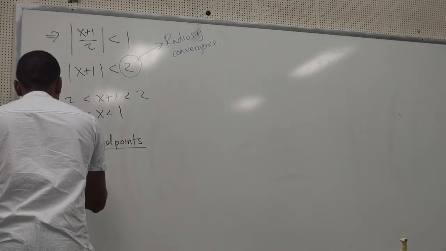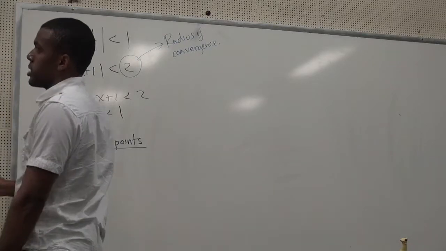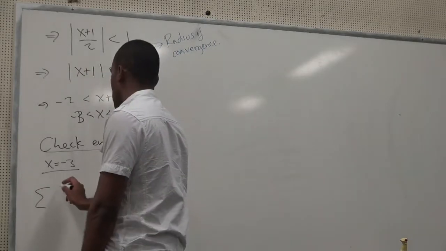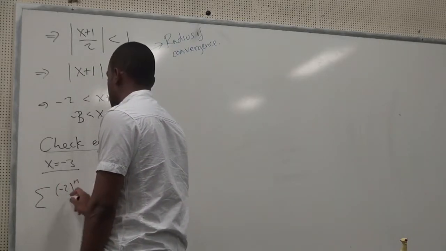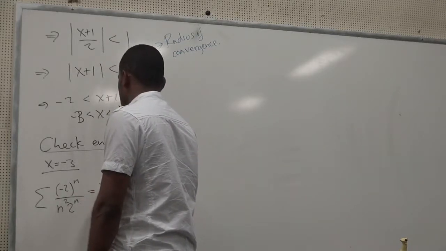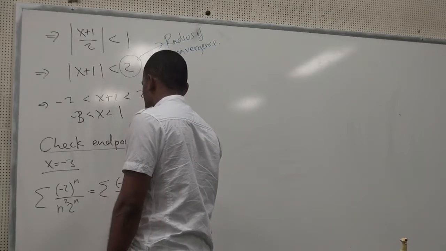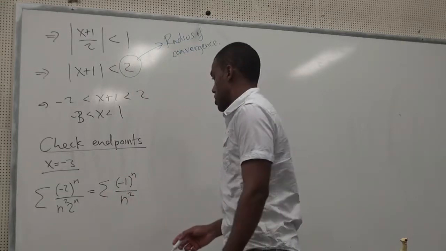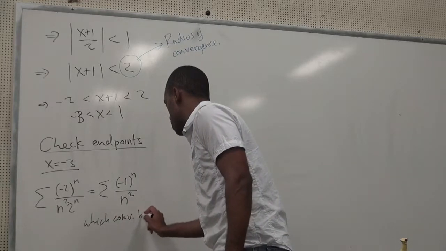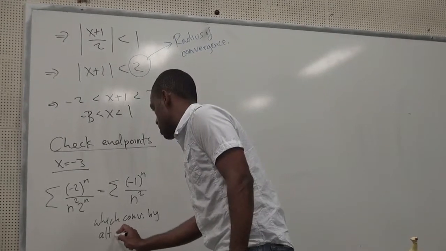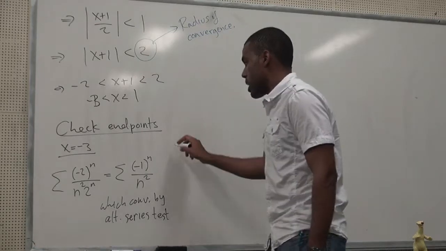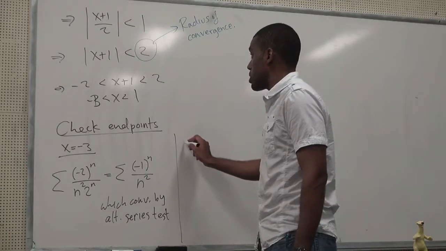So when x equals -3, what happens in my series? The series will become negative, which is actually that, right? Which converges by the alternating series test. In fact, that guy converges absolutely, but we don't really care about absolute convergence here.